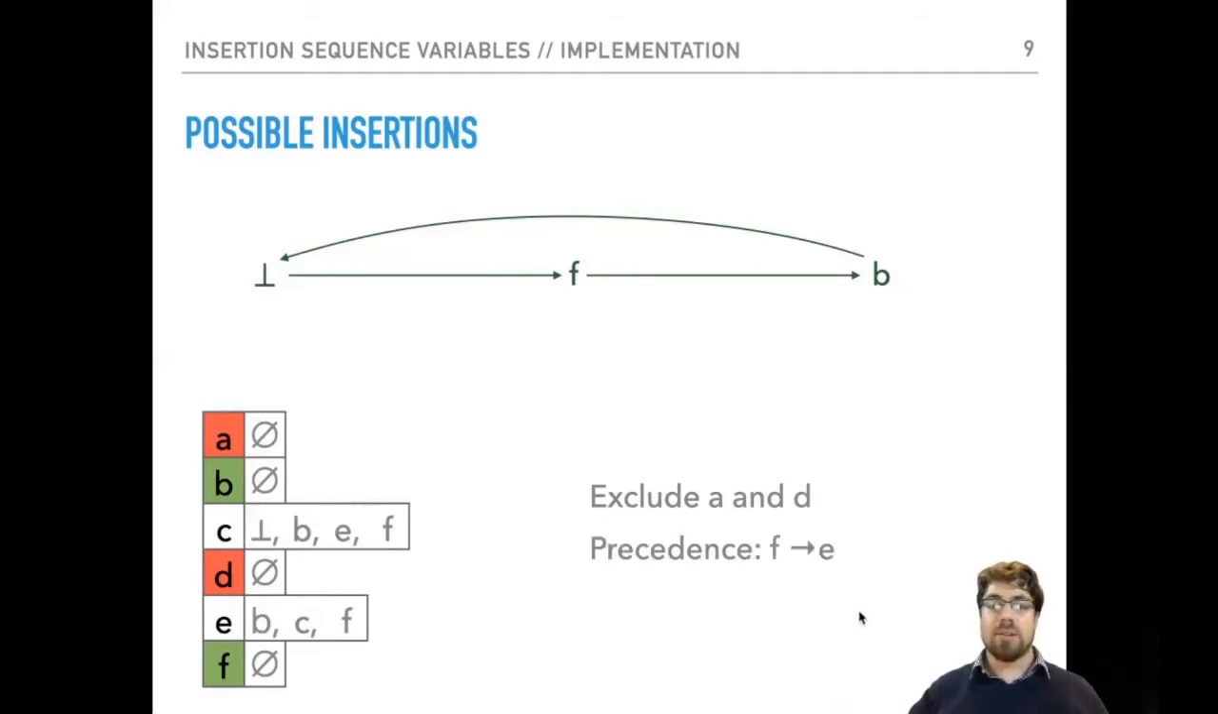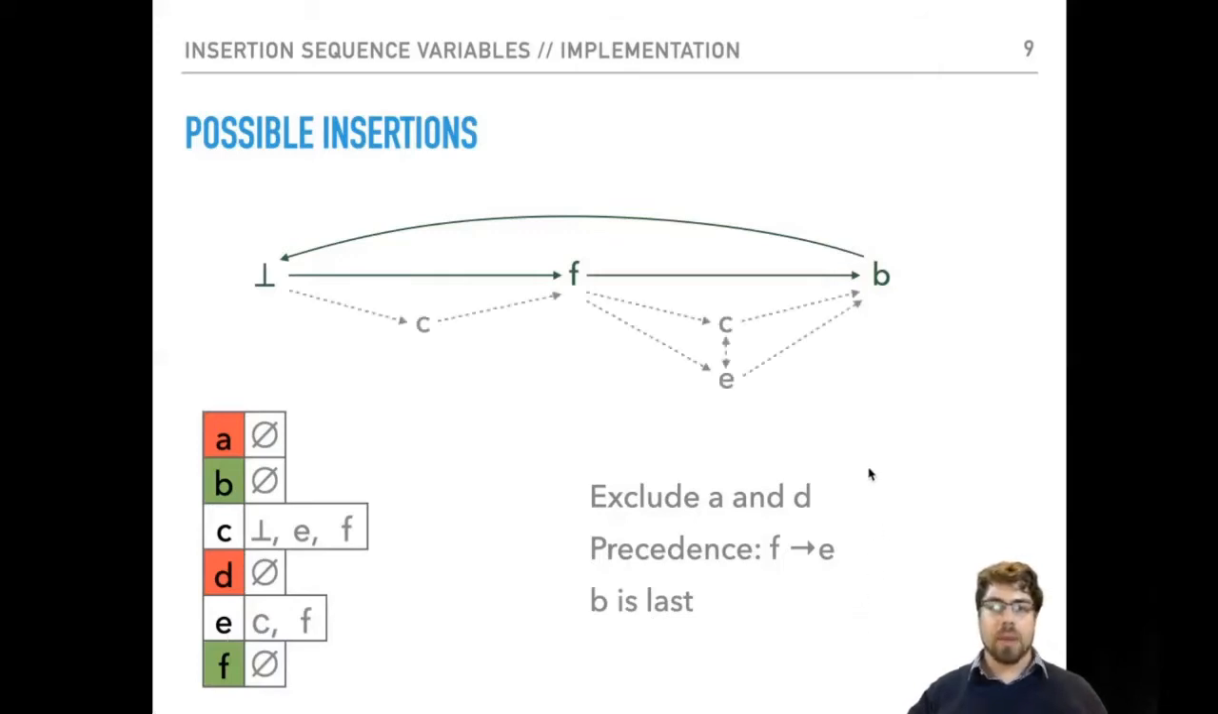The constraint can also use this structure to remove some insertions. For example, here, if we have a precedence between F and E, that means that we cannot insert E before F in the sequence. So bottom will be removed from the possible predecessors of E. Similarly, if B is said to be the last element of the sequence, then it will be removed from the possible predecessors of C and E, as it is not a valid predecessor anymore. So graphically, we have this state.